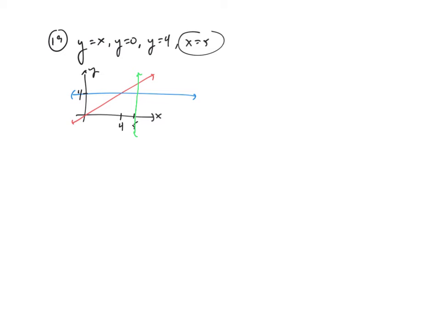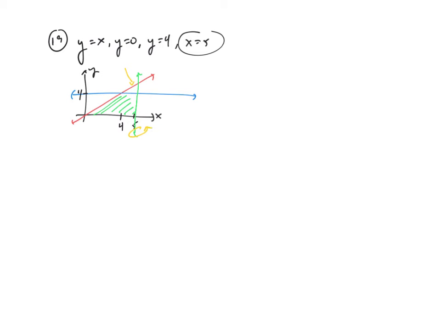So it looks like we're dealing with this region here. Be careful, because this looks like a cute little region as well, but we need it to be y equals x, which is the red, y equals 0, which is the x-axis, y equals 4, which is the blue, and x equals 5, which is the green. So that's the region that we want.